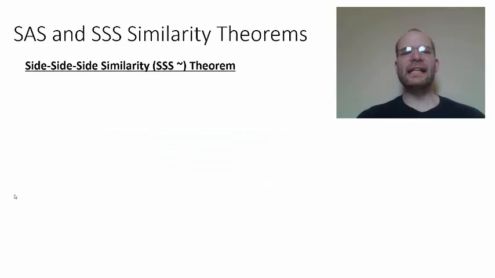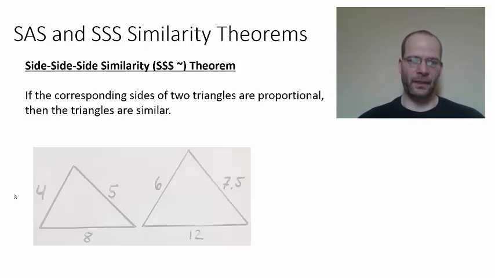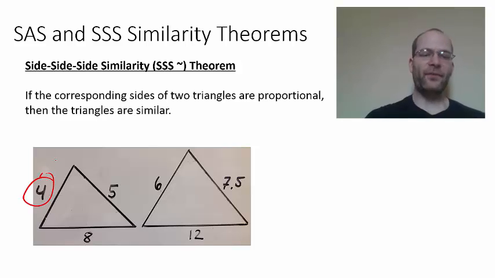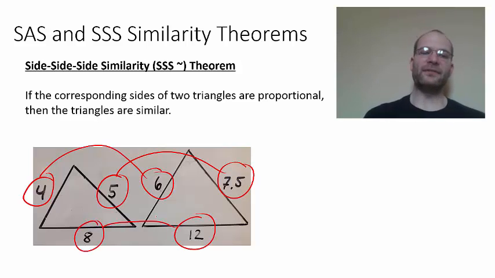The next rule is the side, side, side similarity theorem. And as you might guess, it says if the corresponding sides of triangles are proportional, then the triangles are similar. Now it's a question of comparing all the three sides. You might do this in an extended proportion. Let's see how that looks. Let's just assume that perhaps the 4 corresponds to the 6, the 5 to the 7.5, and the 8 to the 12. Of course, this is set up very nicely for us to do that.